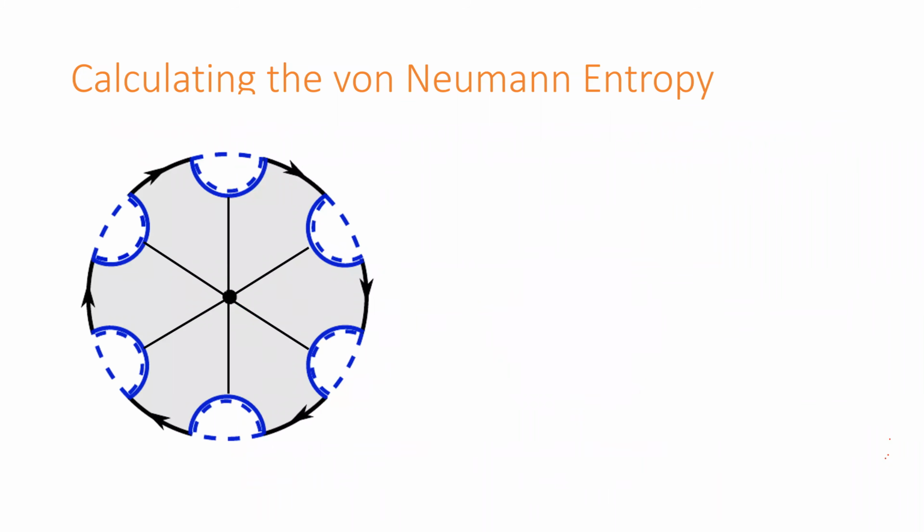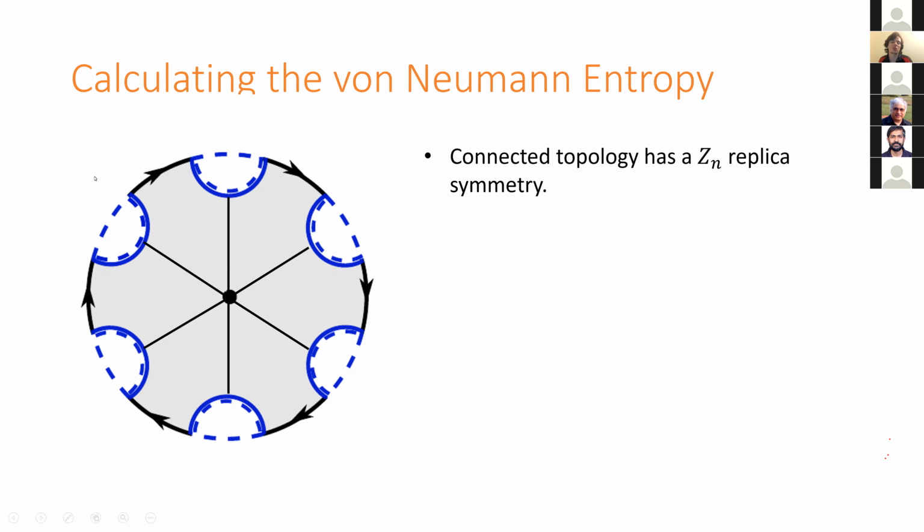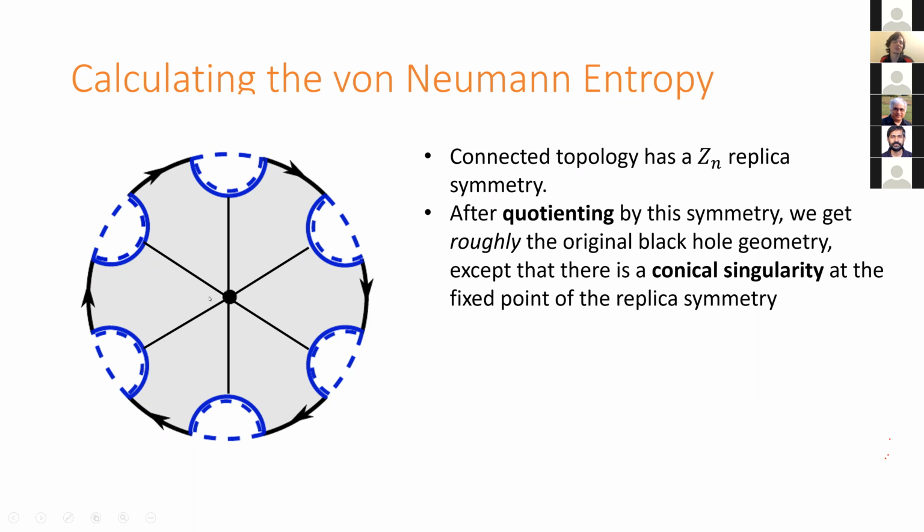And the easiest way to do better is to use a trick that was introduced by Lewkowycz and Maldacena back in 2013, I think, for deriving the so-called Ryu-Takayanagi formula. And that's the following. You know that this connected topology has a symmetry. It has a Z_n symmetry where we rotate these n copies around. So what we can do is quotient by this symmetry and just look at one of these wedges here, okay? And then this line here gets glued to this line down here.